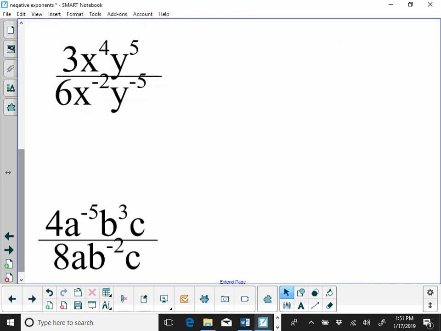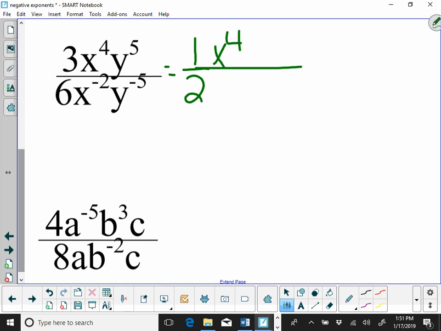All right, we're going to start with the 3 over 6. What happens to the 3 over 6? It goes to 1/2. X4, does he stay or move? He stays. What about the Y5? He stays. Now on the bottom, X negative 2, what happens? He comes up here, right? And what about Y negative 5? He goes up there too.